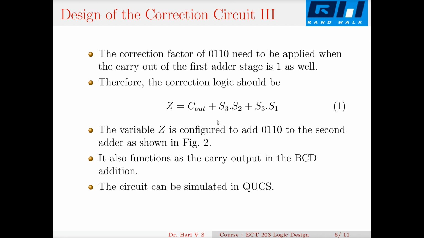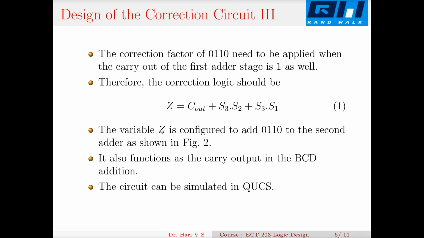Now there is one more condition. If the carry out is 1, again the correction logic should be high. So I can simply OR C out to this. So if C out is 1 or S3 S2 or S3 S1 is 1, then Z, the correction circuit, should be high. So I designed this correction logic in this way, that is Z equal to C out or S3 S2 or S3 S1. This came from that Karnaugh map, and this came by my logic, that is if either C out is high or this is high, then my Z should be high.